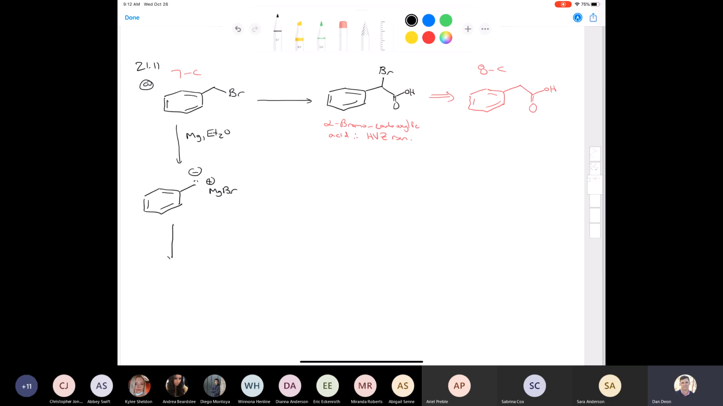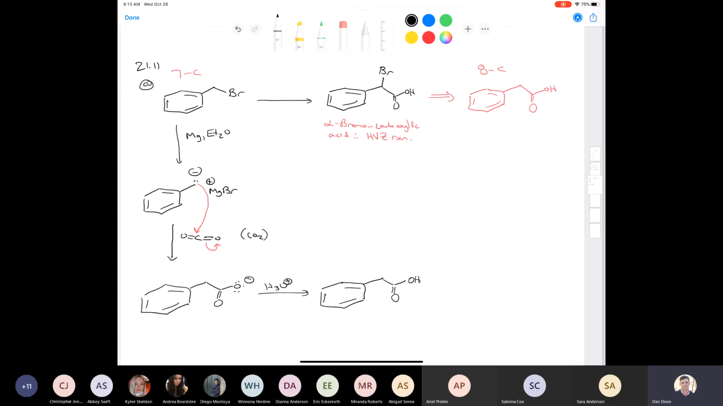So if I want to add a carbon, I treat that with carbon dioxide, CO2. Well, what's going to happen? This is going to act as a nucleophile. The CO2 is a good electrophile, and I end up with a carboxylate where I have an extra carbon. Then all I have to do is treat that with acid, and I end up with the carboxylic acid, like this.